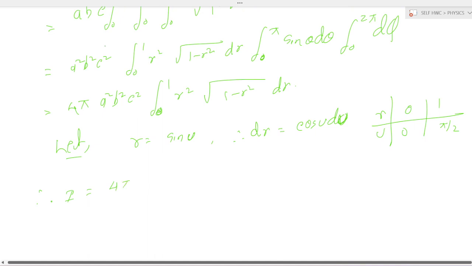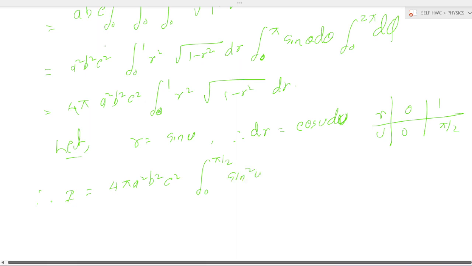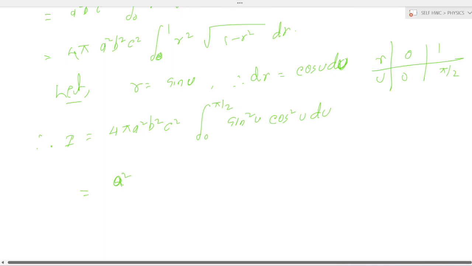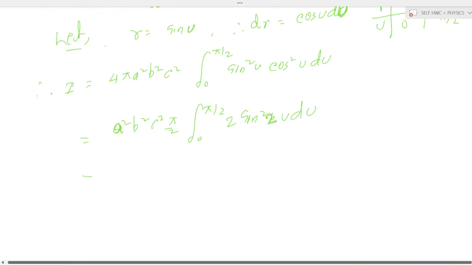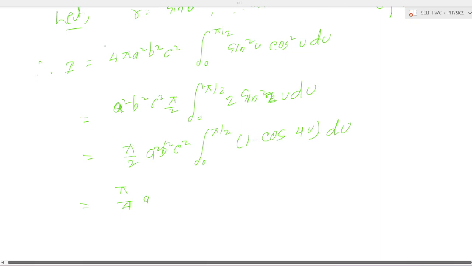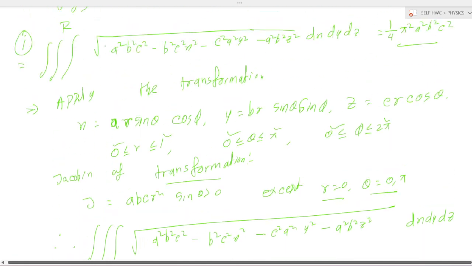Therefore, I is equal to 4 pi a square b square c square integral 0 to pi by 2 of sine square u cos square u du, which is equal to a square b square c square into pi by 2 integral 0 to pi by 2 of sine square 2u du, which is equal to pi by 2 a square b square c square integral 0 to pi by 2 of 1 minus cos 4u du, which is equal to pi by 4 a square b square c square. This is proved.